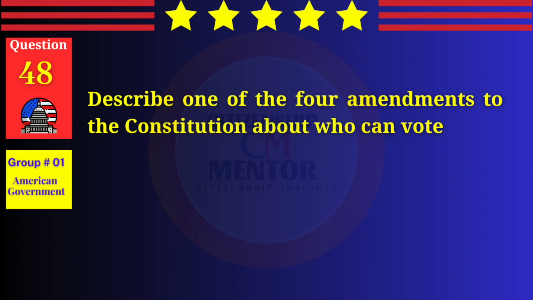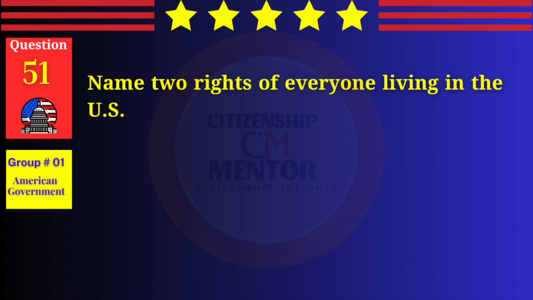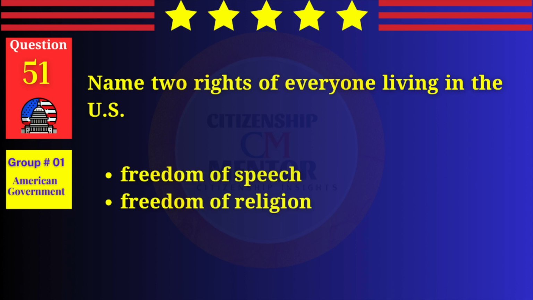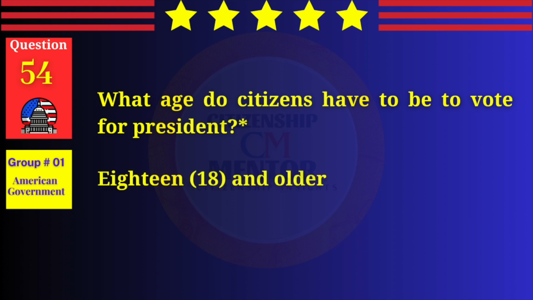Describe one of the 4 amendments to the Constitution about who can vote. Citizens 18 and older can vote. Name 2 rights of everyone living in the U.S. Freedom of speech, freedom of religion. What age do citizens have to be to vote for president? 18 and older.